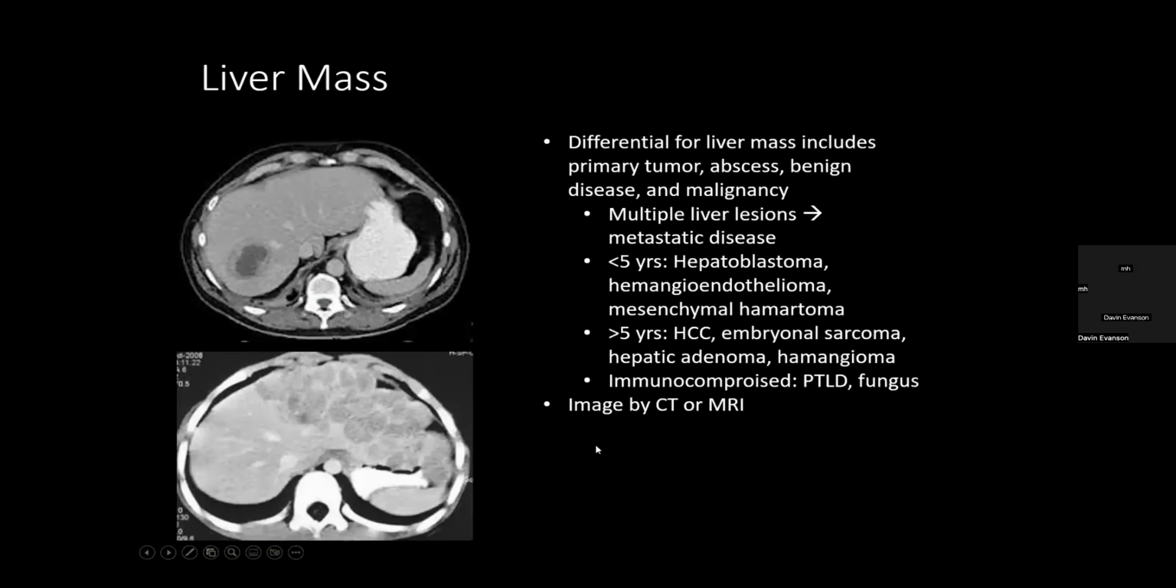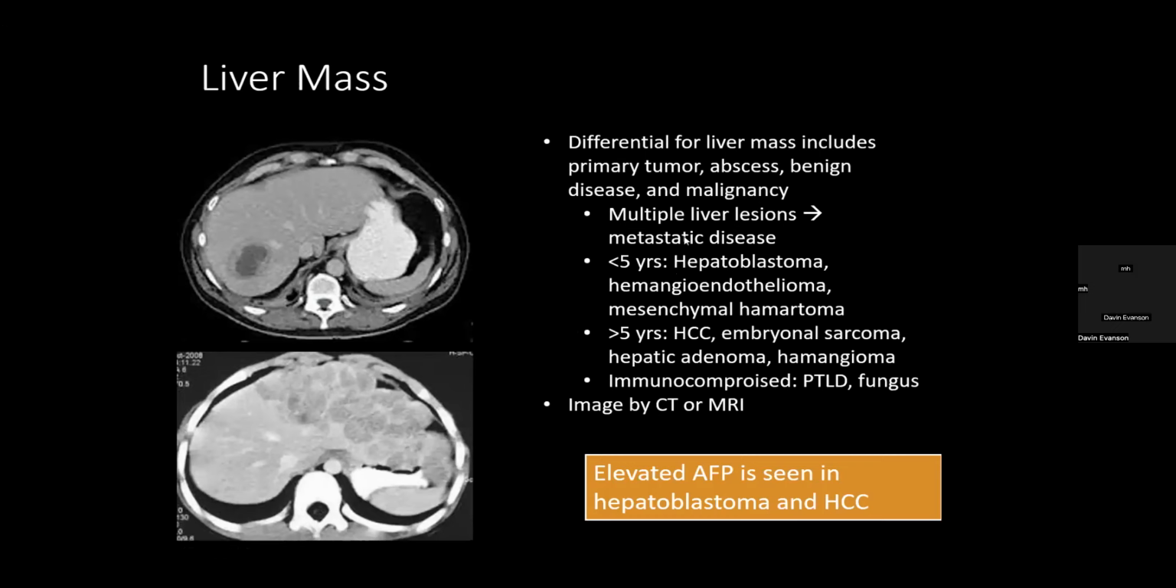Liver masses, always scaring the newborn. Age is very important: less than 5, hepatoblastoma. Multiple, of course, thinking mets. And putting it all together with the AFPs, AFP will be high with hepatoblastoma and HCC.